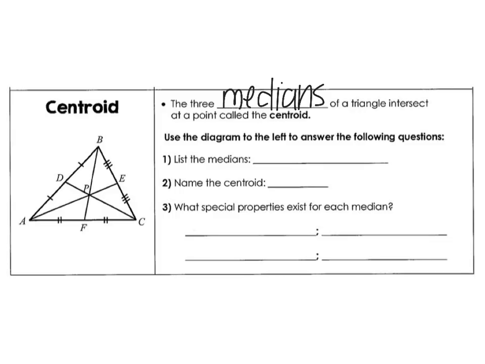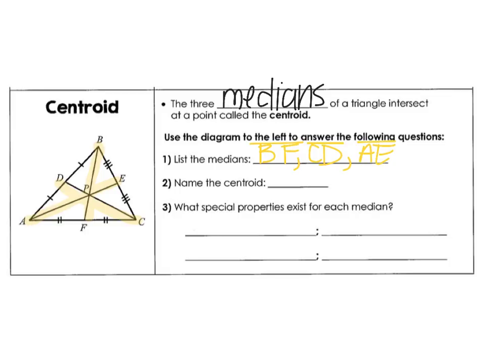So first thing we want to do is identify all the medians. We know that medians go from the vertex to the midpoint of the opposite side. So we just highlighted all of our medians, and if we want to list them out, we would say that BF is a median, CD is a median, and AE is a median.